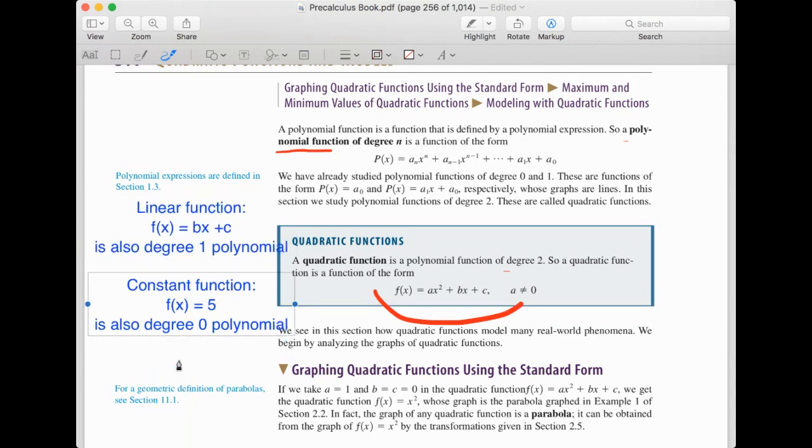A constant function means 5 is independent of x. It always equals 5, and the graph is a horizontal line. It's a degree 0 polynomial. Linear function is a degree 1 polynomial. Quadratic function is a degree 2 polynomial. All right. And of course, you can go to polynomial degree 3, 4, 5, and so on and so forth.